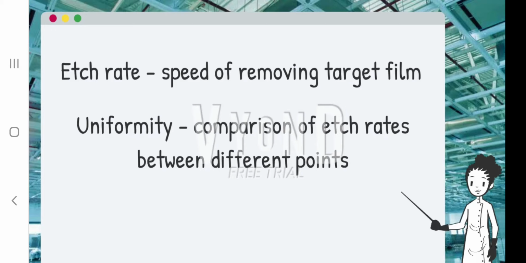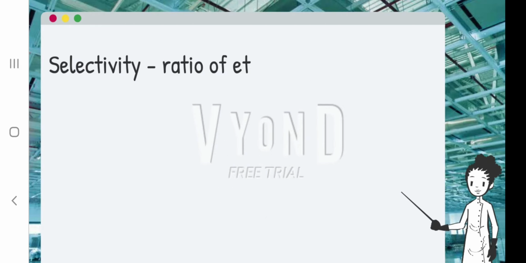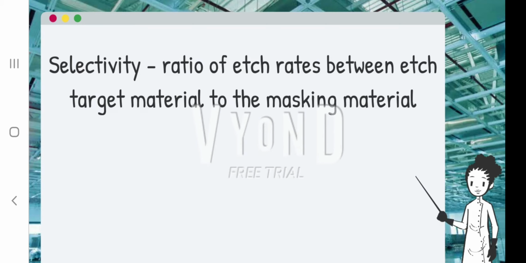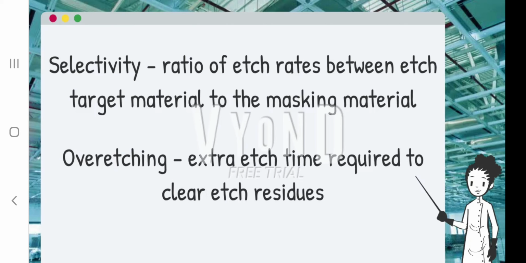There are three types of uniformity comparisons, which are within a wafer, wafer to wafer, and batch to batch. Selectivity is a ratio of etch rates between etch target material to the etch rate of underlying film or masking material. It indicates how much underlying film and the mask are etched as the target material is etched. Higher selectivity means less underlying film is etched away during over-etching time. Over-etching is another term in etch output parameters.